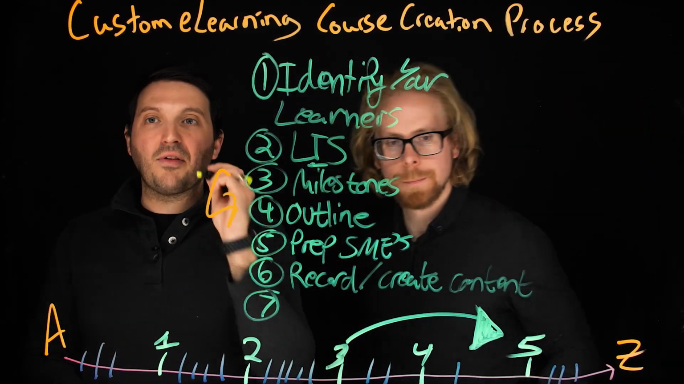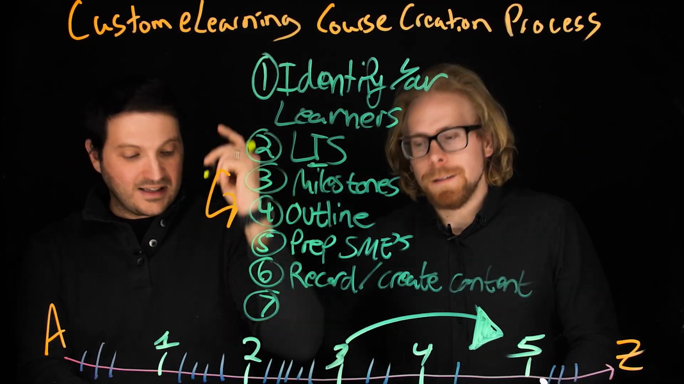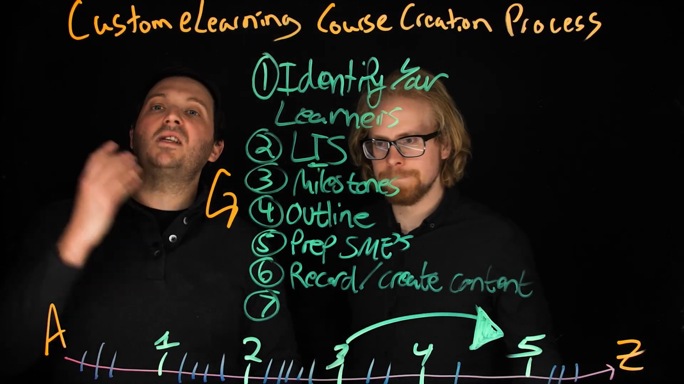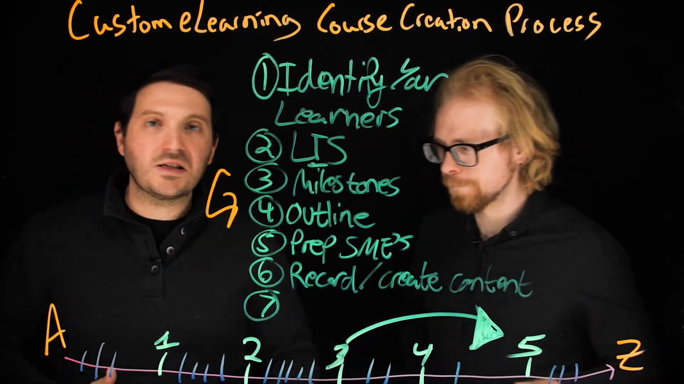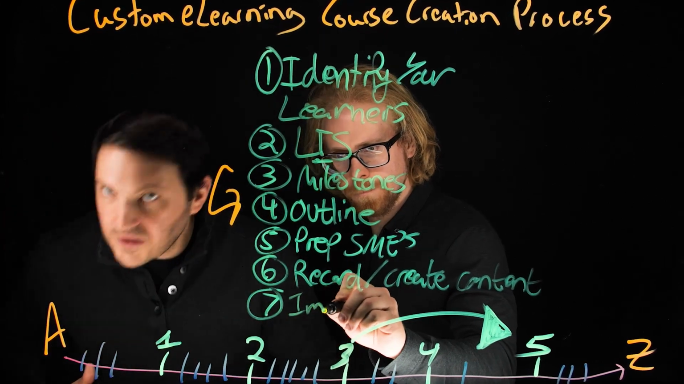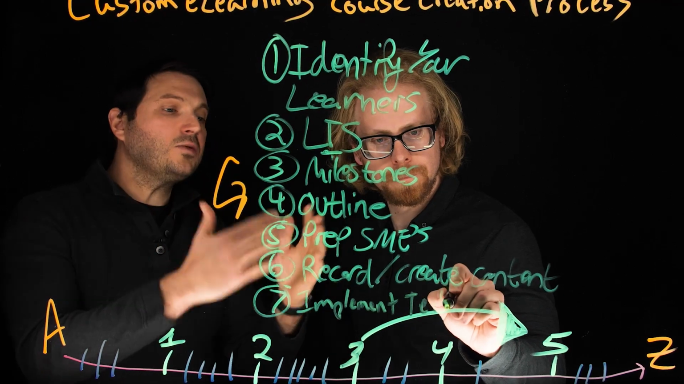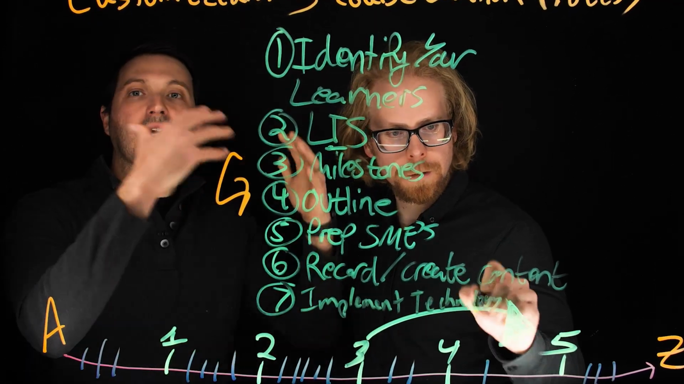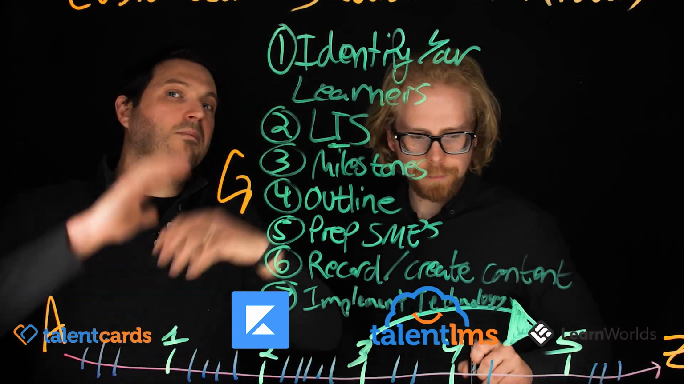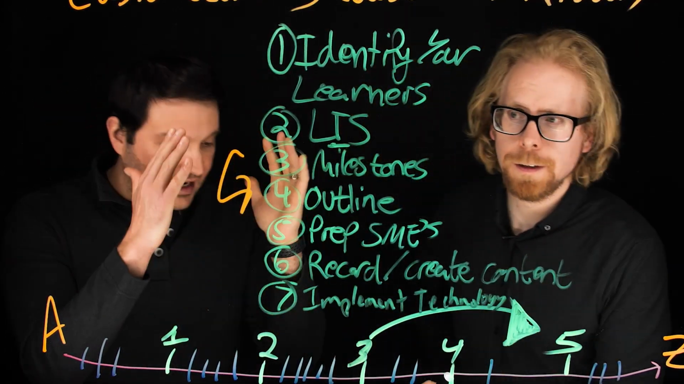Moving on to number 7. Now, this is interesting. I bet you a lot of people thought that this was number 1. It is not. It is number 7 when you implement technology, specifically a learning management system or a learning experience platform, LXP, or any of those alphabet soups. We have a bunch of videos that cover those. But this is when you implement a technology. Our favorites are Kajabi, Talent LMS, Talent Cards, and LearnWorlds. We've got a bunch of videos about that. But that is when you start implementing a technology.